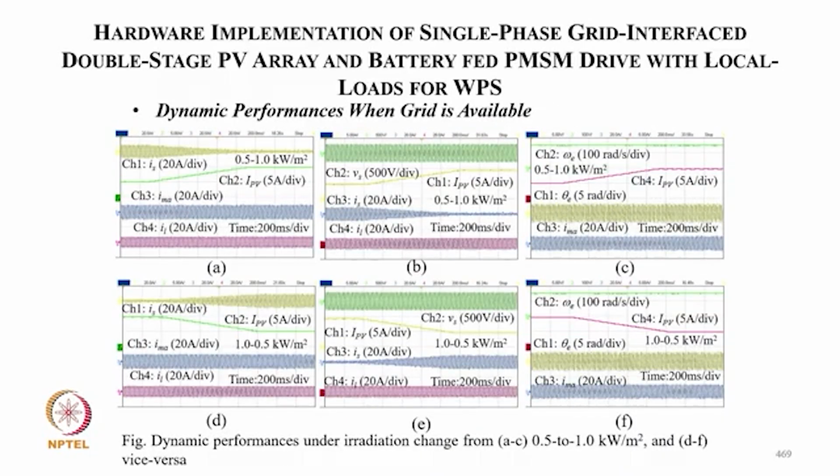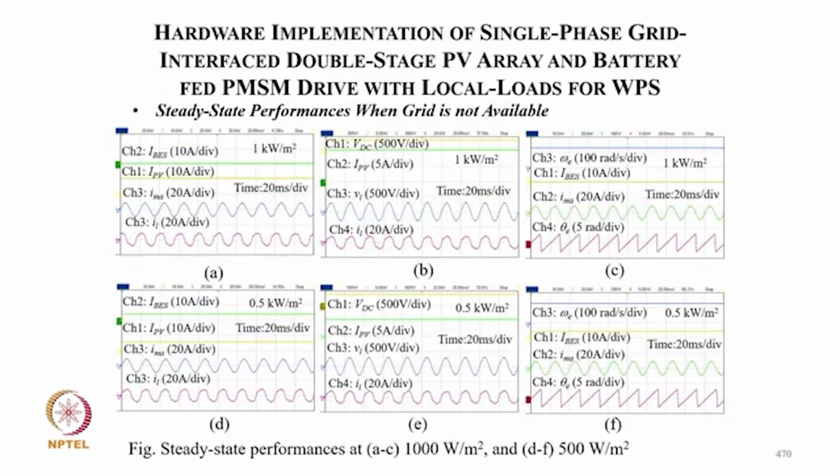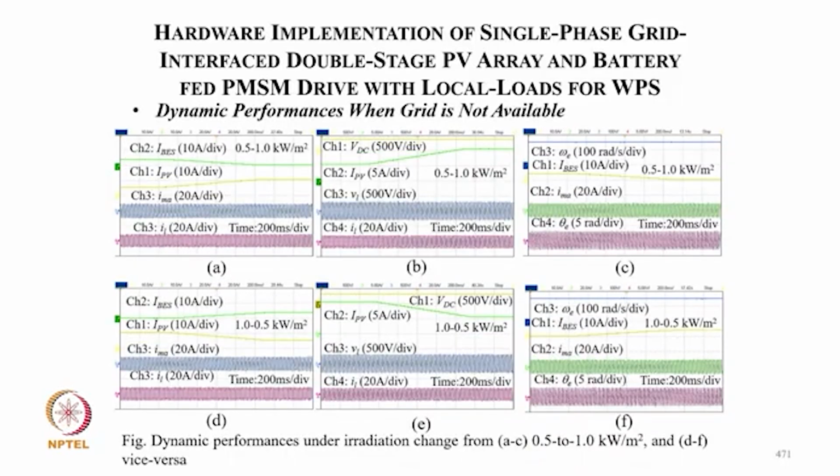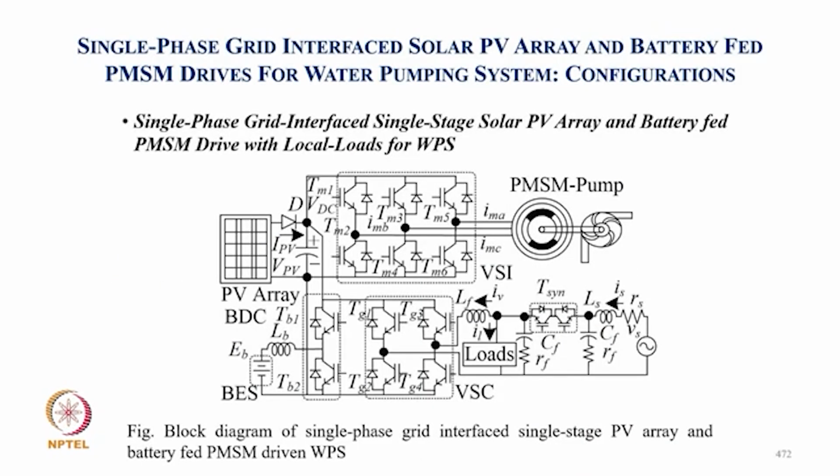And then for increase of the solar power, decrease of solar power, accordingly grid power changes. And then typically, at 1000 watt per meter square and 500 watt per meter square. Then increase of solar insolation and decrease of solar insolation.